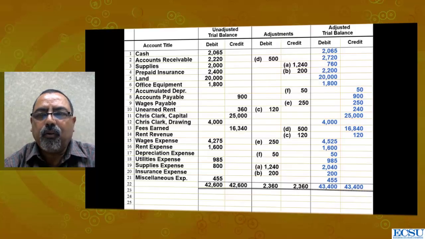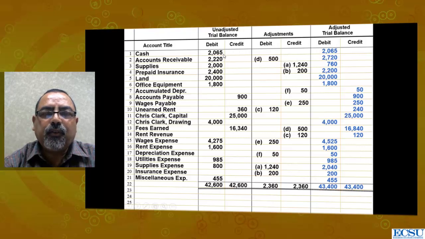Now I have given you a rule. What you have to do is, if you have started with a debit, like in this case we have started with a debit and no adjustment, so the adjusted trial balance would be the same. But accounts receivable is 2220 in the unadjusted, and I have done an adjustment debit. So this is a debit and a debit, so I need to add it up to calculate the new balance, 2720.